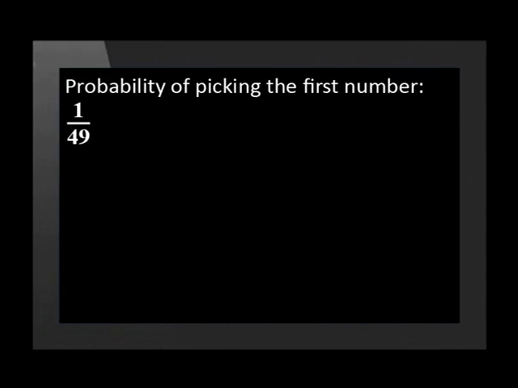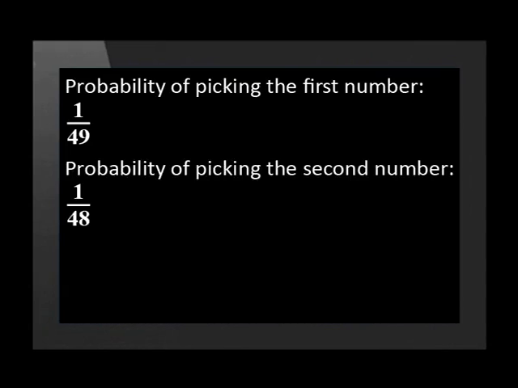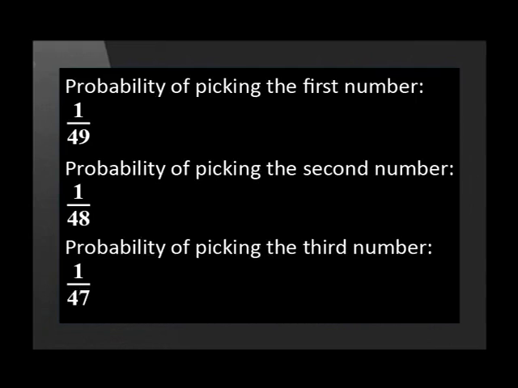The probability of picking the first number correctly is 1 out of 49. However, no number may be repeated, which means that the probability for picking the second number correctly is 1 divided by 48, as there are now only 48 options to choose from. The probability of picking the third number correctly is 1 over 47. The probability changes again as there are only 47 numbers to choose from. This pattern continues for all 6 numbers that are chosen.